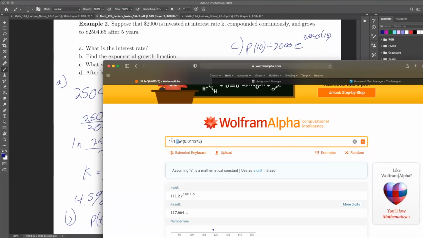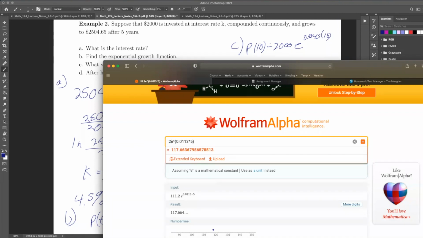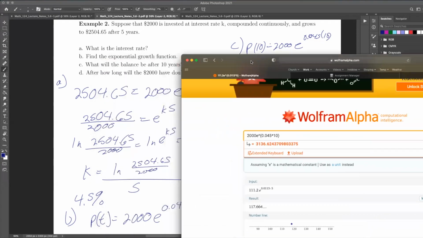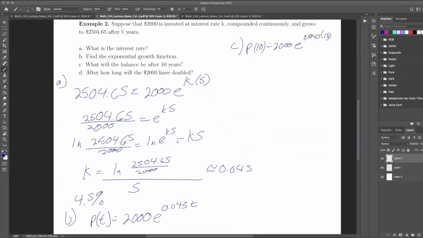All right, so in this case, this is just 2,000. Here we have our interest rate, now 4.5 percent or 0.045, and we'll go for 10 years this time. And so there's our answer, 3,100, I guess, and $36.62. So we just crunch that through a calculator. This equals 3136.62.